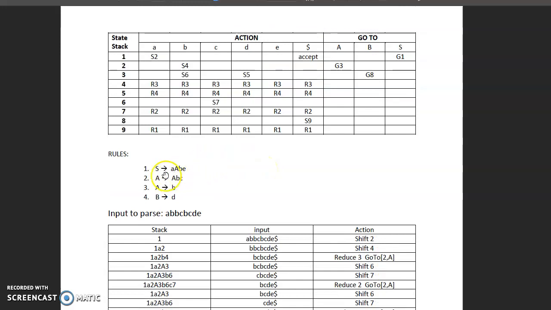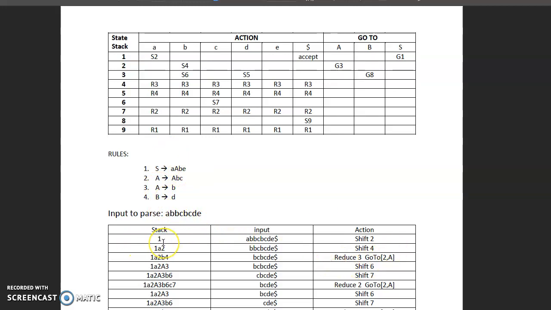So these are our reduce rules here, and this is our handle. What's found to the right of the arrow is called a handle. So these are my handles here on the right. And we start the stack off with this input stream, and we're going to parse it.